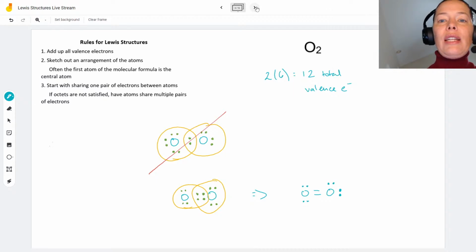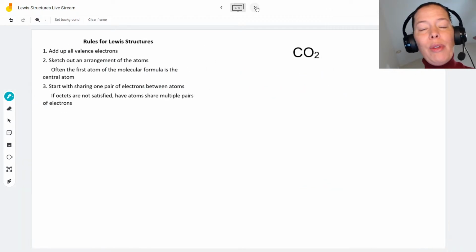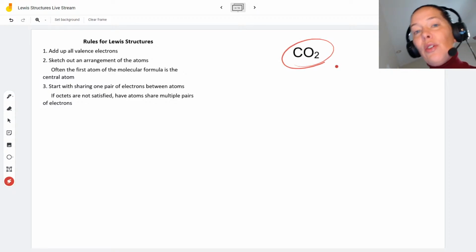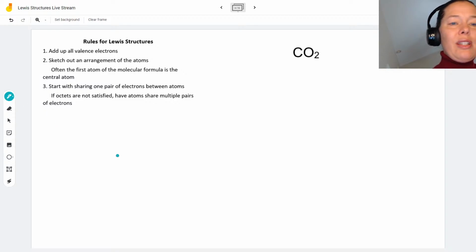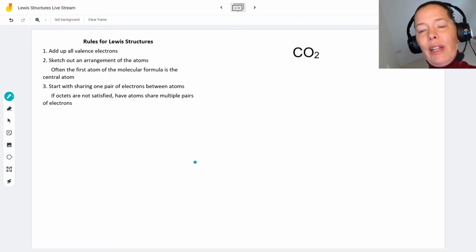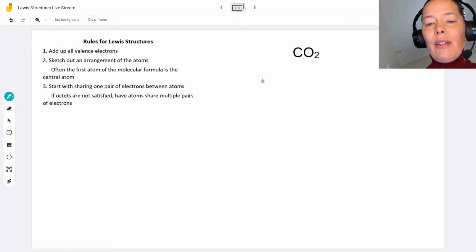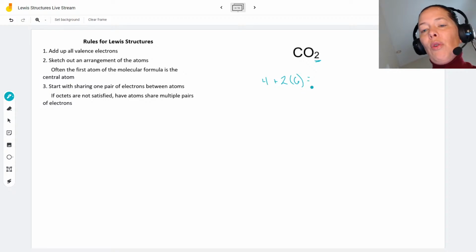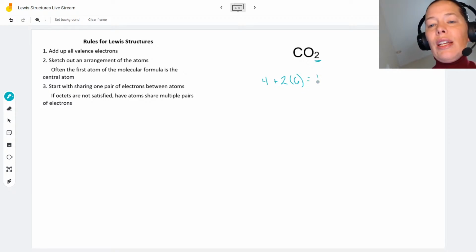Again, hopefully you're finding these easy and not a problem, so that we get comfortable before we go on to some more difficult ones. All right, CO2, carbon dioxide. We're going to start in the same place. We need to add up our valence electrons. So carbon gives me 4 valence electrons. Of course, oxygen, remember, you've got 2 of them here. So we have a multiplier of 2, and each oxygen gives me 6. So now I've got 4 plus 12, which is going to give me 16 valence electrons.